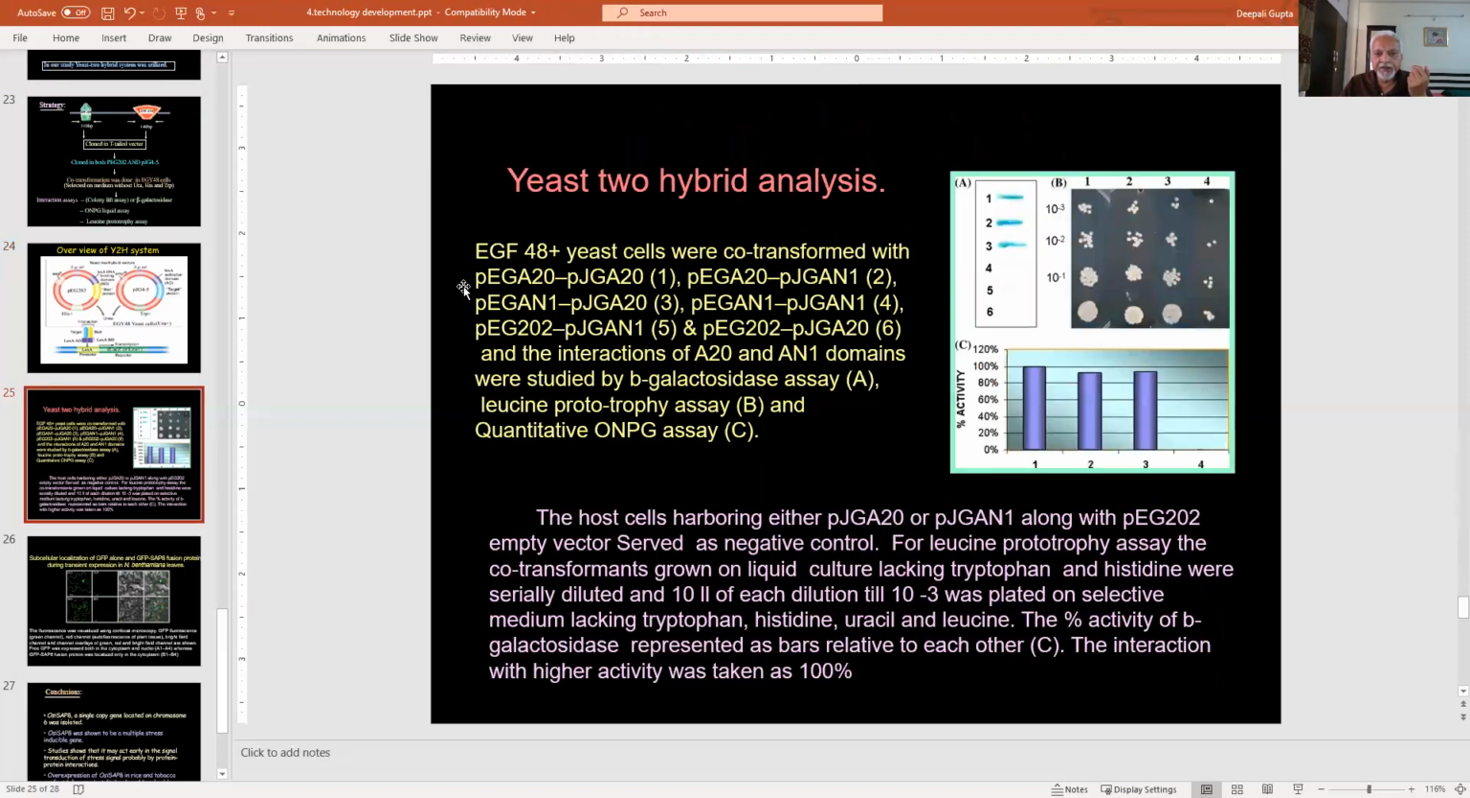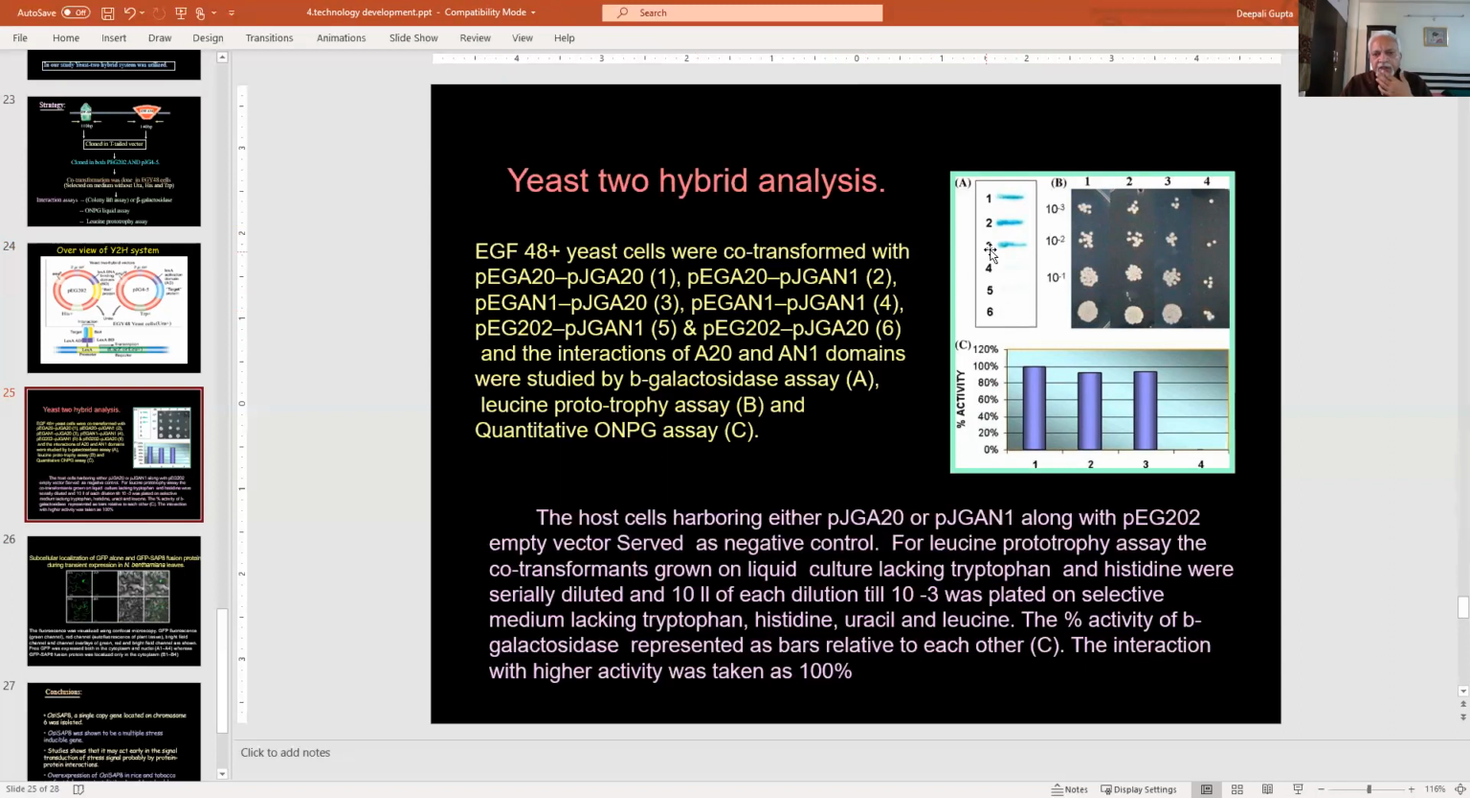So if you look at those, I will explain this panel. What is done is you take co-transformed cells: A20 and A20, meaning the bait and the target protein are the same, panel 1, and then A20 and AN1, panel 2. Then the reverse: if you take the target protein as AN1, you can take the bait as AN1 and target as A20. So this is panel 3, and then there are positive controls and the negative controls.